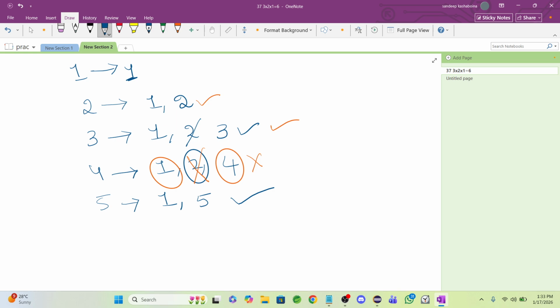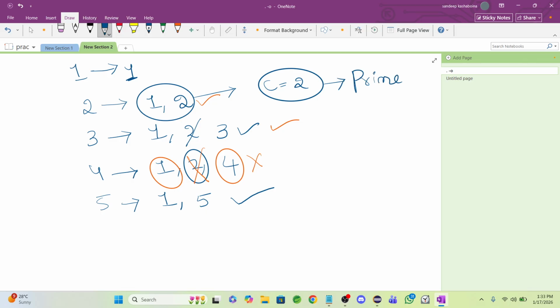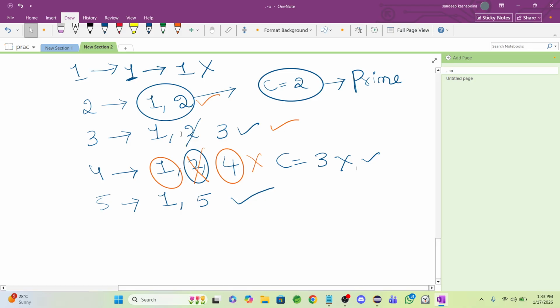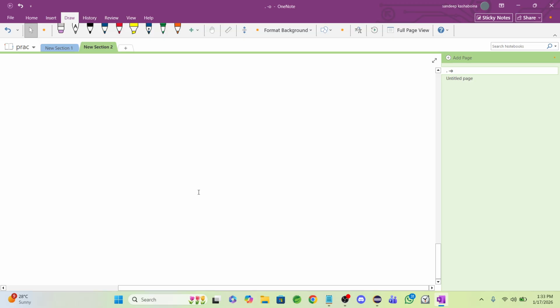Then in terms of count, what is the count here? We are getting the count as 2. That means if the count is 2, then the number is said to be a prime number, right? If the count is 1, it's not prime. When the count is other than 2, for example 3, it's not prime, right? Yeah, that is our intuition, and let's go for the coding.